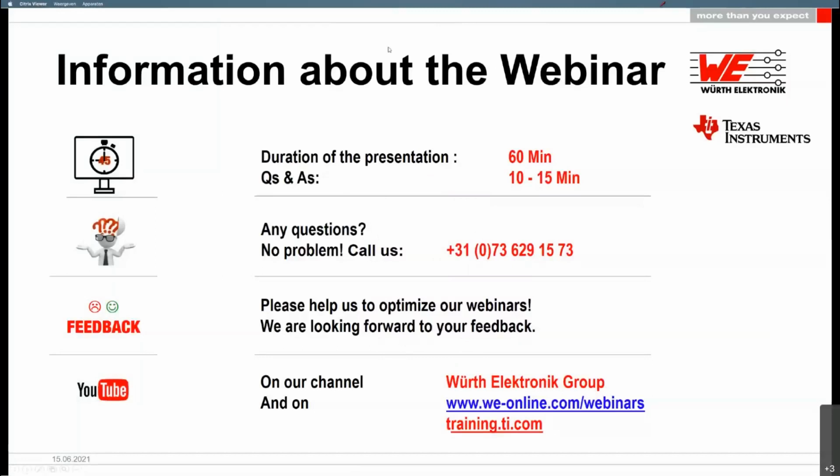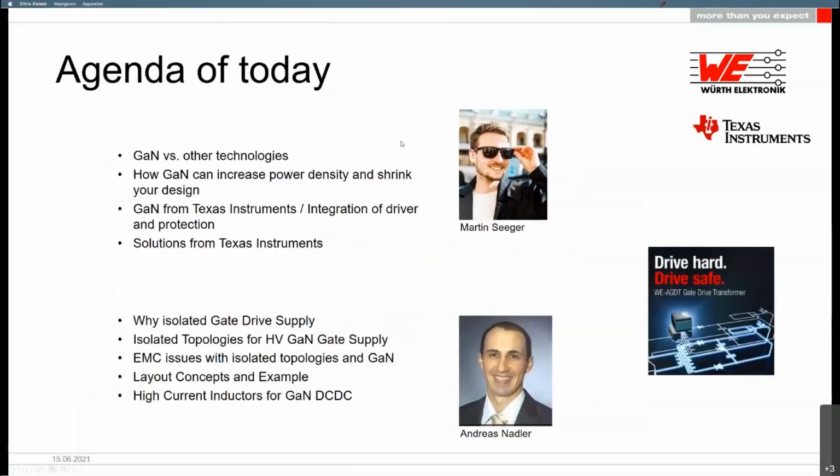If we look to the agenda of today, we have two very interesting subjects. From Texas Instruments' point of view, they're going to compare GaN to other technologies and also how it can increase power density to shrink your design. From Würth Elektronik, we're going to talk a little bit about isolated gate driver supply, EMC issues, and also a little bit about high current inductors around the GaN application. I'm not going to talk too much about that because the gentlemen can both introduce this much better than I can. So I will switch to Martin Seeker, who will kick off this presentation.